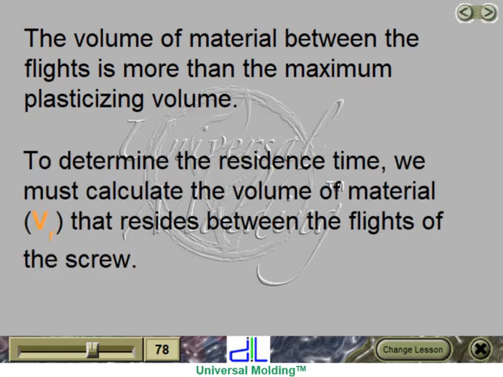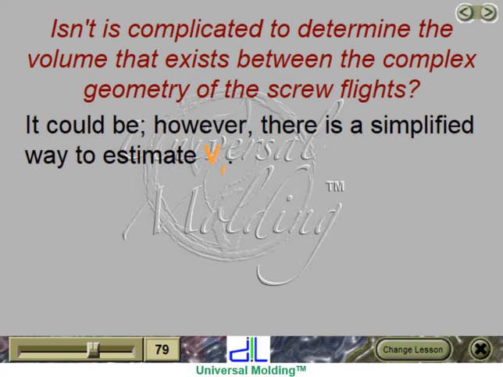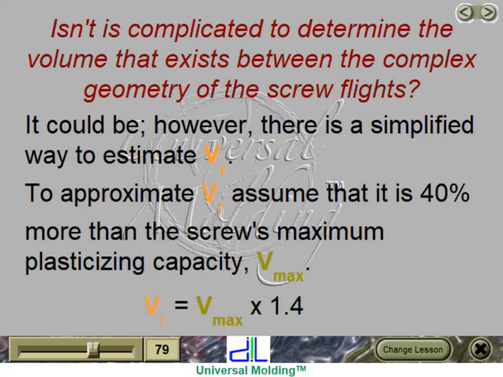To determine the residence time, we must calculate the volume of material, V sub r, that resides between the flights of the screw. Isn't it complicated to determine the volume that exists between the complex geometry of the screw flights? It could be. However, there is a simplified way to estimate V sub r. To approximate V sub r, assume that it is 40% more than the screw's maximum plasticizing capacity, V sub max.